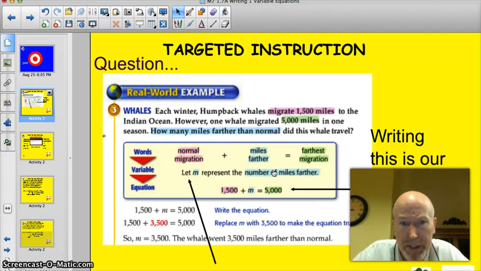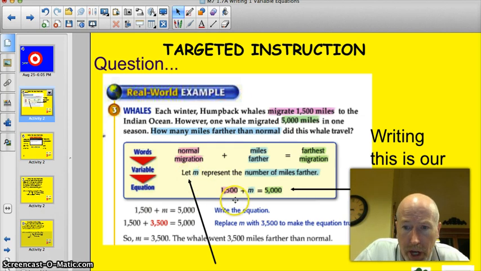All right, here's a real world example right out of your math book. Each winter, humpback whales migrate 1,500 miles to the Indian Ocean. However, one whale migrated 5,000 miles in one season. How many miles further than normal did this whale travel? Look at the way they set this up. Here's the normal migration, you've got some extra miles that the one whale migrated, and then equaling the total, the farthest migration. So they picked a variable for the extra miles, and they said m for miles.